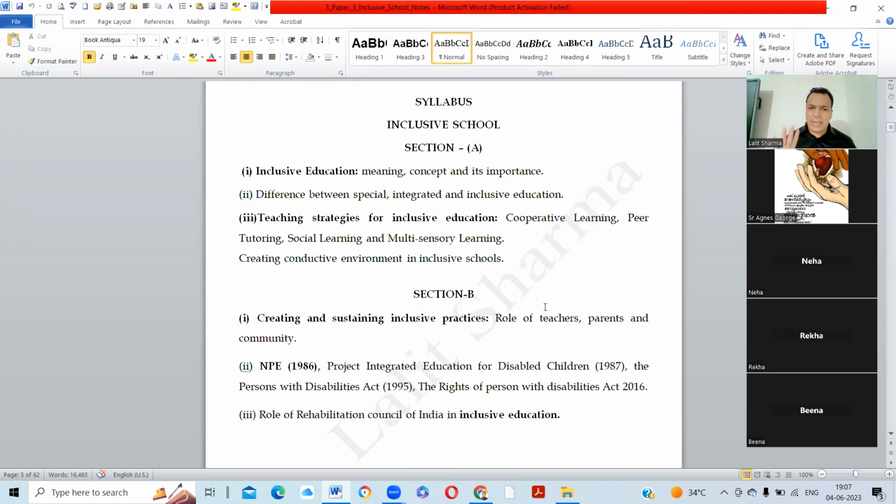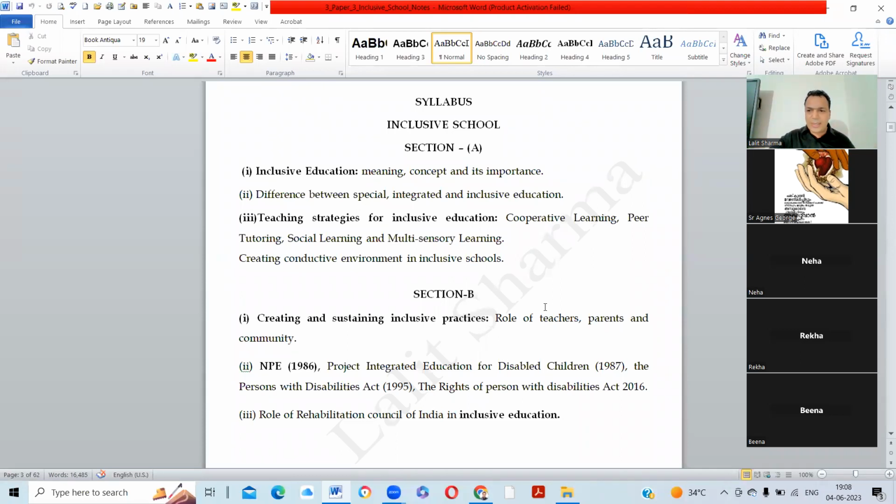Under section A, inclusive education. Then after that, difference between special, integrated and inclusive education. Then the third topic is teaching strategies for inclusive education. Under this, there are four strategies: cooperative learning, peer tutorial, social learning and multisensory learning. And the last one is the most important: creating conducive environment in inclusive school, right? This makes long questions, they always come, it came last time.